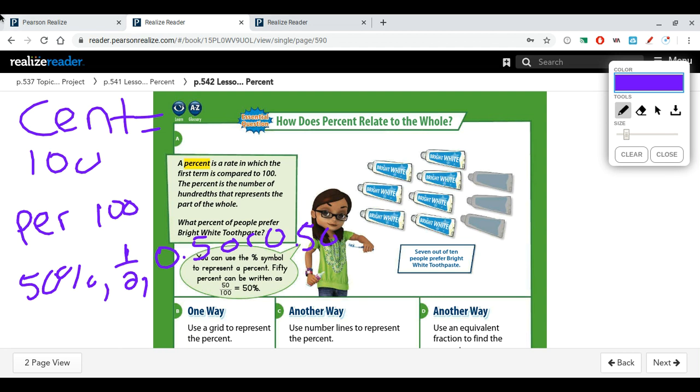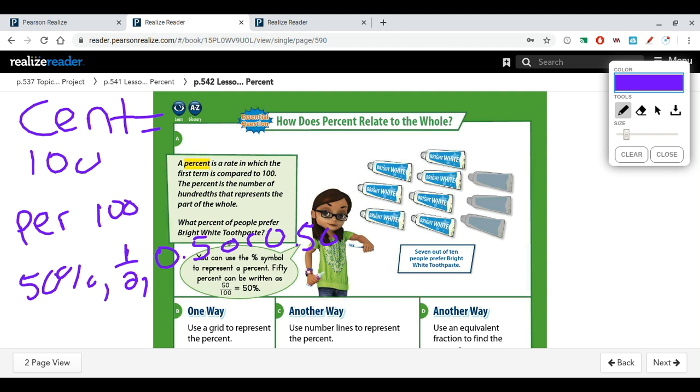Okay, so it says a percent is compared to 100. The percent is the number of hundredths that represents part of a whole because it's per 100. So it's going out to the hundredths place value. We'll look at what it is if I go out to the thousandths place value or the 10,000ths place value, how we would write that percent.